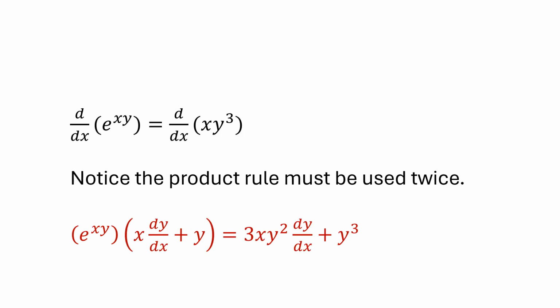We're going to be using the product rule here. The derivative of e to the xy: the derivative of e to something is e to the something times the derivative of the something. So the derivative of xy is the first function, x, times the derivative of y with respect to x, plus the second function, y, times the derivative of x, which is 1.